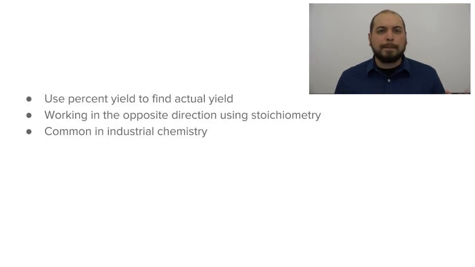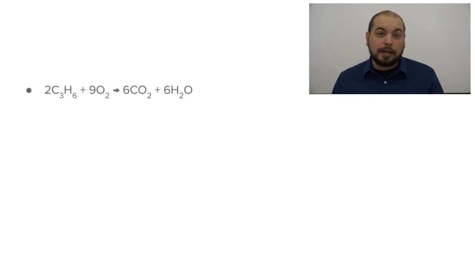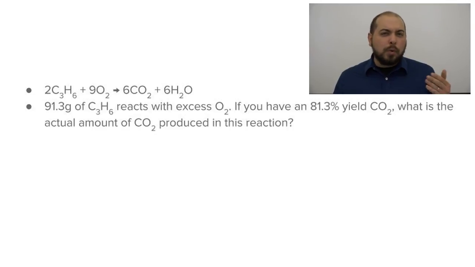So here we have a combustion reaction between propane and oxygen. And what we're going to need to figure out is, given the fact that we know we have an 81.3% yield, what is the actual amount of the carbon dioxide produced from this chemical reaction?